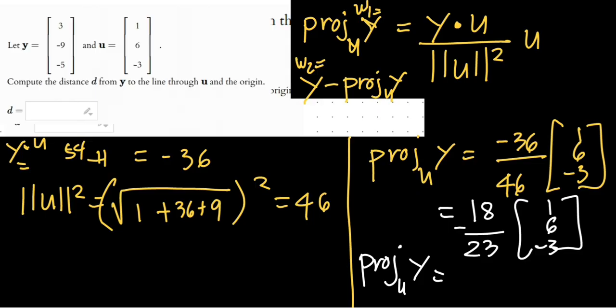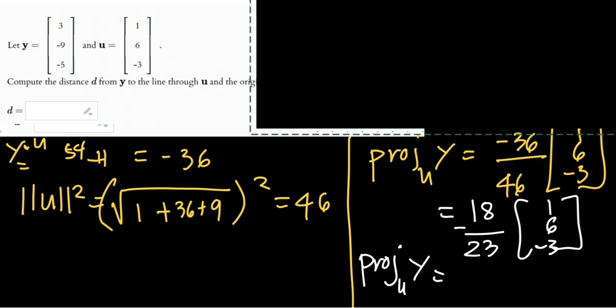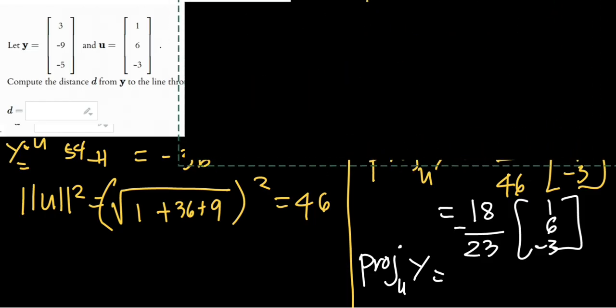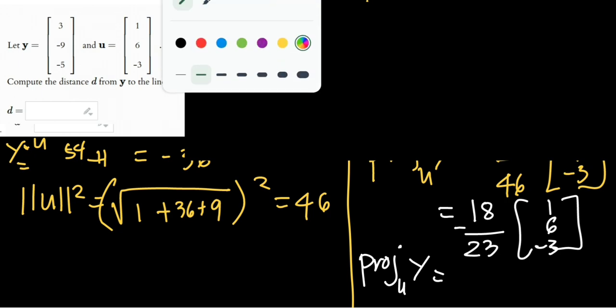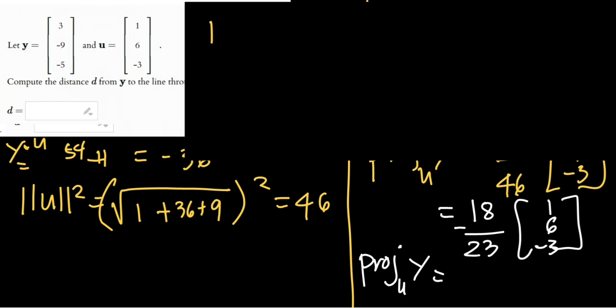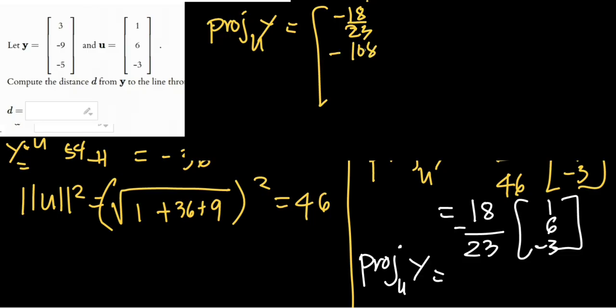Okay, so let me just, maybe here. The projection of y onto u is negative 18 over 36 at 23. Then the other one, 18 times 6, that is 108, so 108 over 23. And the other one is negative times positive over 23. Okay, so we already have w sub 1, the projection of y onto u.